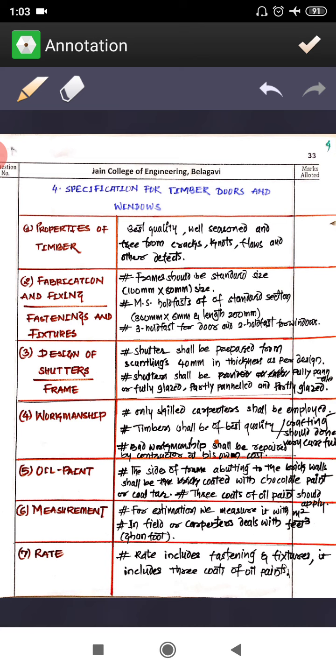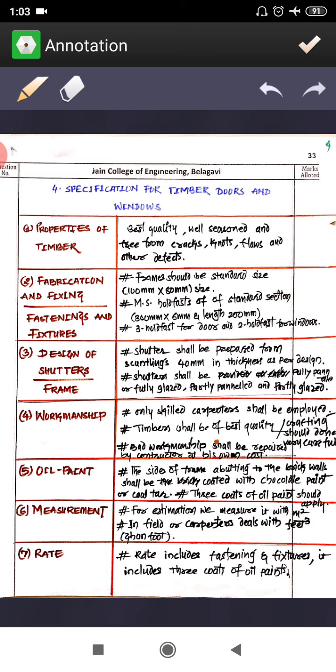If you're talking about the fabrication and fixing, the foremost thing is that you should have the standard frame with a size of 100 into 80. That is the standard size. The hold fast should be the standard size, 300 into 6 into 200 length. Then a minimum of 3 hold fasts should be there for the door and window frames, right? 3 hold fasts for the door, and 2 hold fasts for the window.